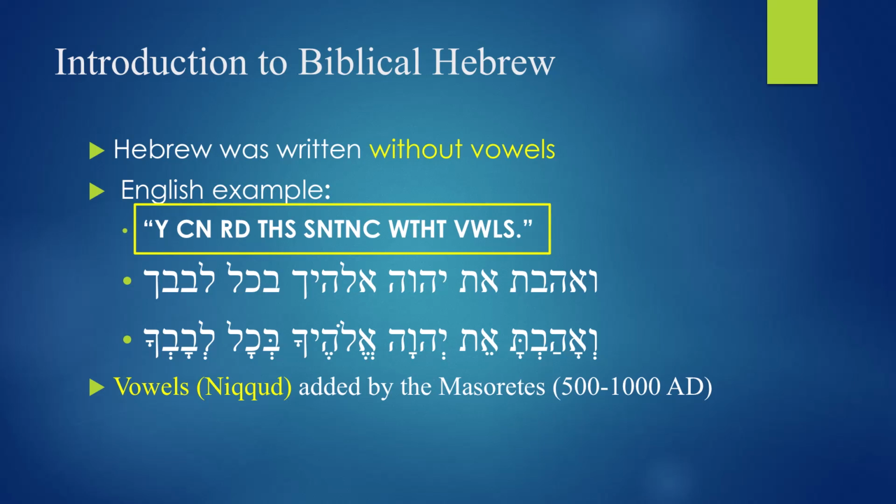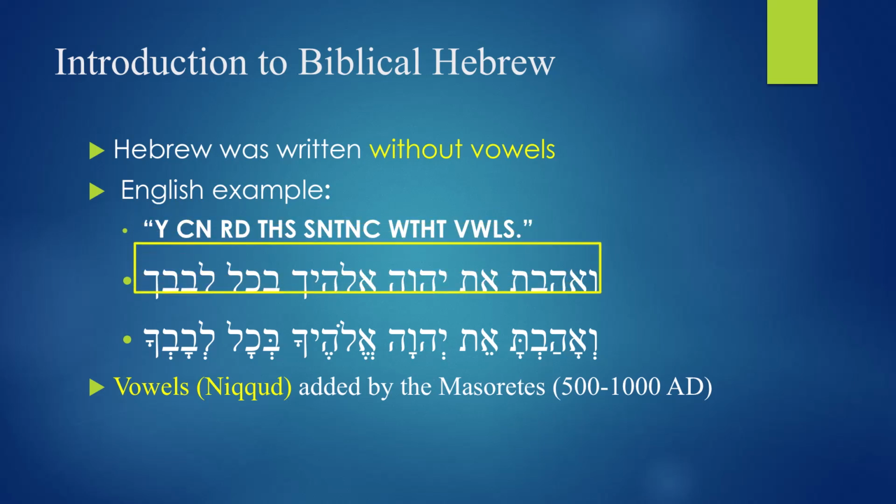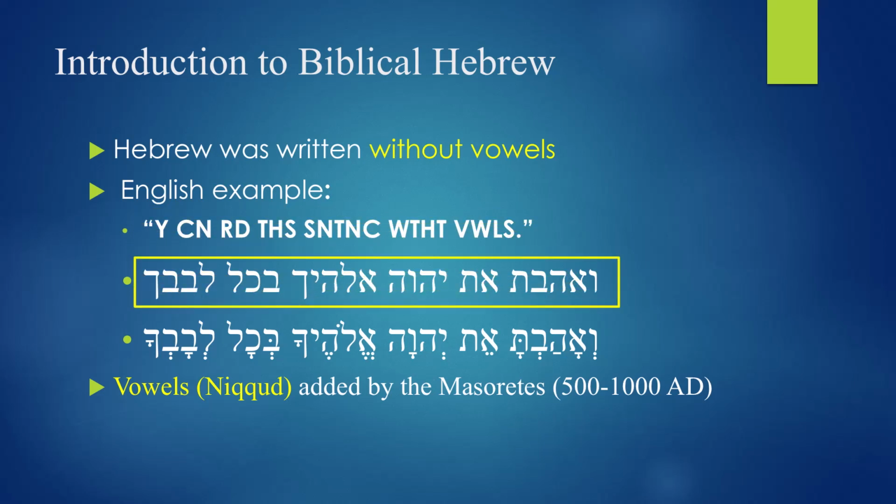In the same way, that was how Hebrew was written without vowels. The scribes who were used to reading Hebrew did not need vowels to read the Hebrew. So they had no vowels, but they were able to read the Hebrew. Here's an example of a sentence showing how Hebrew was written without the vowels.